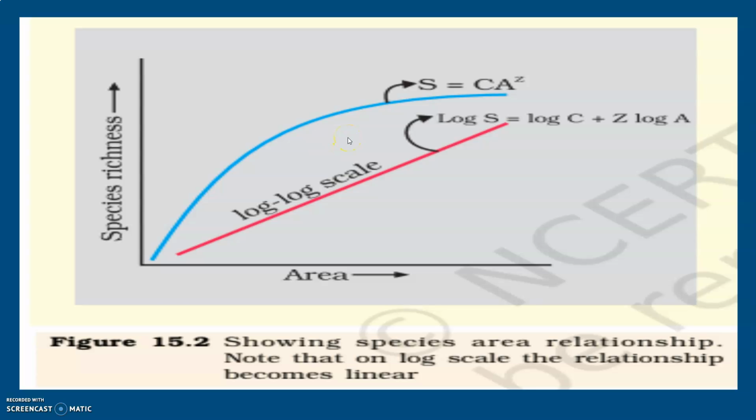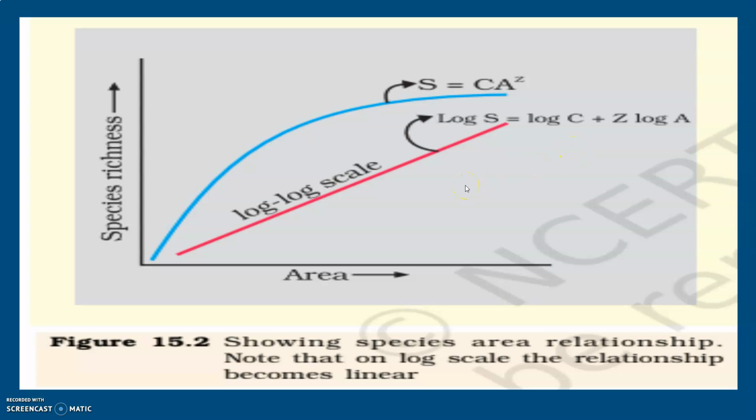And on a logarithmic scale the relationship is a straight line, which is described by the equation log S equals log C plus Z log A, where S is the species richness, A is the area, Z is the slope of the line, that is the regression coefficient, and C is the Y-intercept.